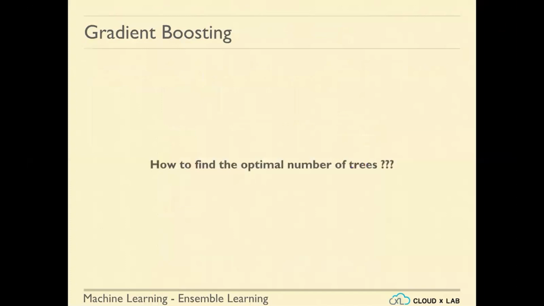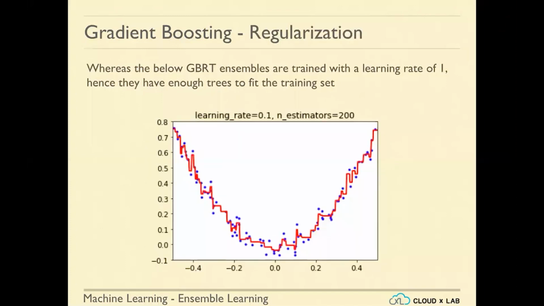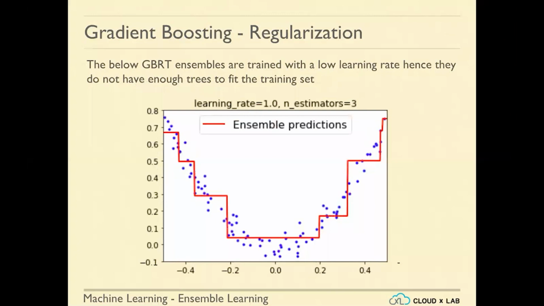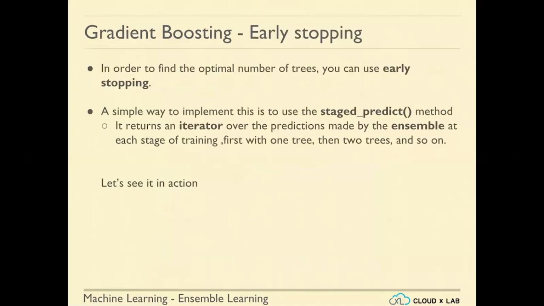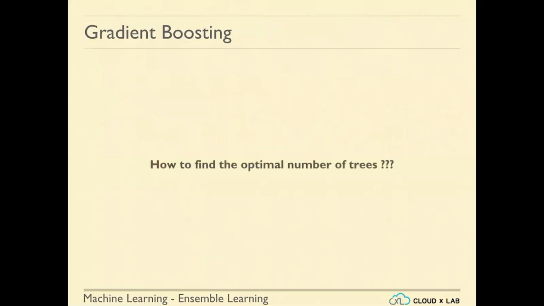How to find the optimal number of trees is the question. This one was overfitting, this one was not. This one had 3 estimators, and this one had 200 estimators. Therefore, we need to figure out the best ways. There are multiple ways. One of them is called early stopping. A simple way of implementing this is to use the staged predict method. It returns an iterator over the predictions made by the ensemble at each stage of the training, first with one tree, then the second, and so on. So what we can do is stop early.